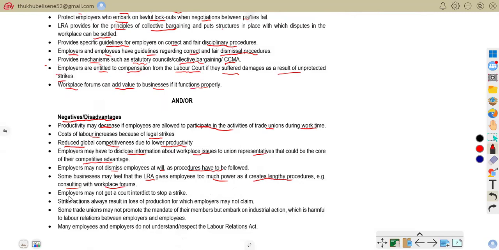So employers may not get a court interdict to stop a strike. So a court can refuse to stop a strike because it is protected. So you see. Strike actions always result in loss of production, for which employers may not claim. So as you know, workers stop working for days, causing delays. That's what it means.